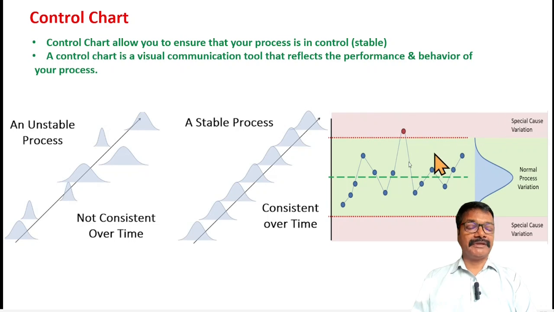So how can it be monitored? There will be an upper control limit, there will be a lower control limit, and the normal process variation will be lying in this limit. So if any point is crossing, here you can see a point is crossing, that will be special cause variation, and you have to remove the special cause variation. You have to ensure only normal process variation is there. So for that you have to draw the control chart, and this is the application of the control chart.